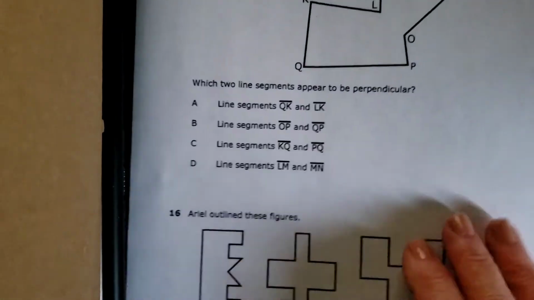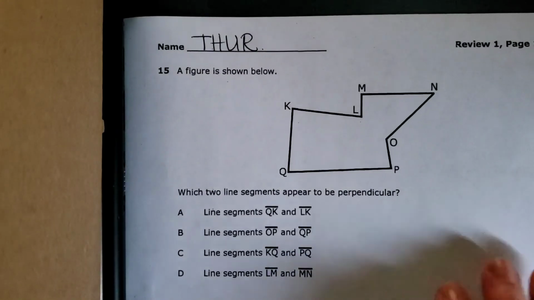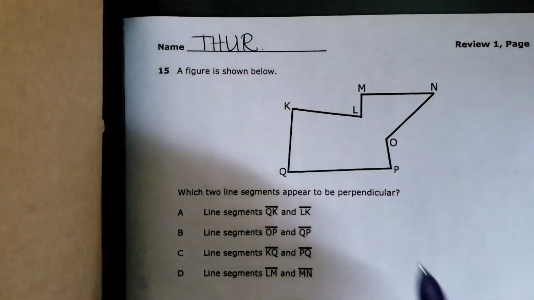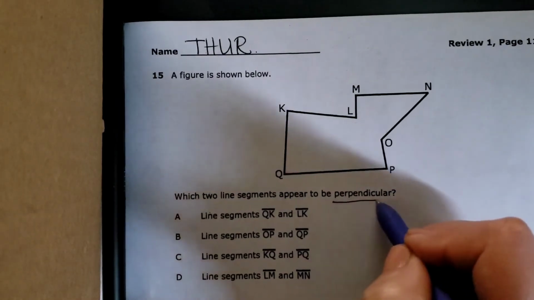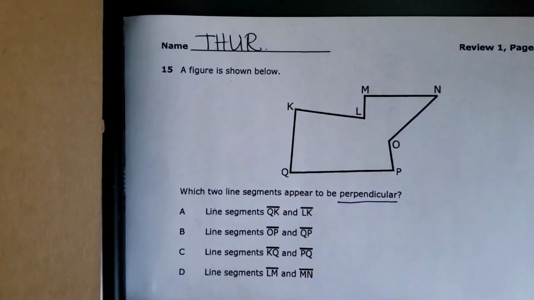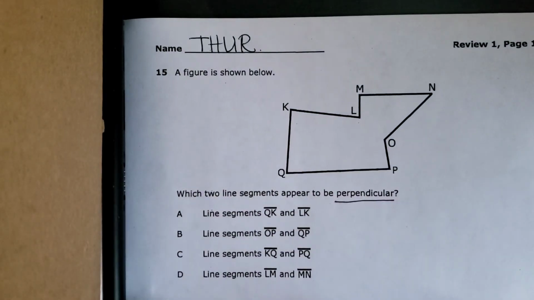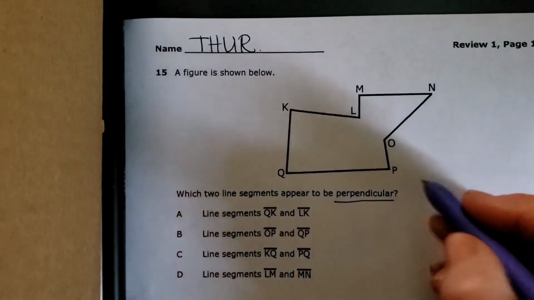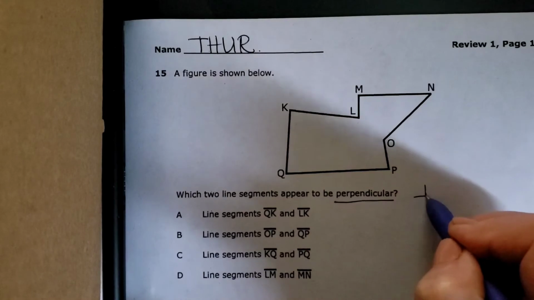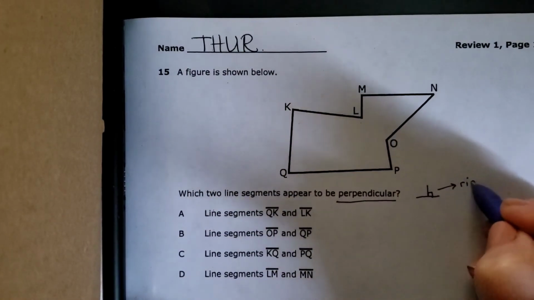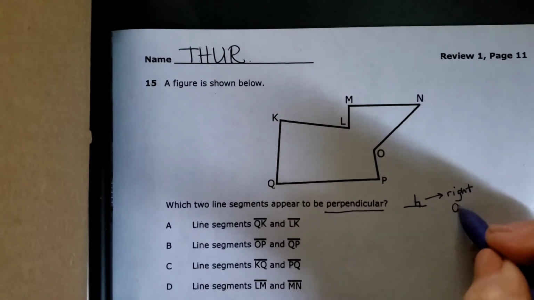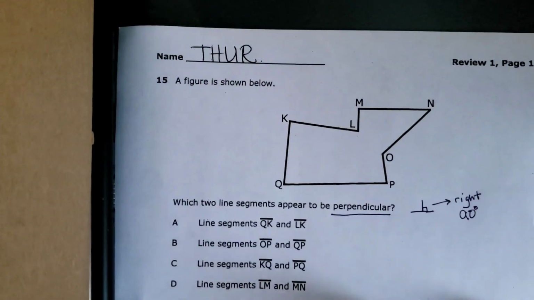Okay, and the last two that we have to do for Thursday: you're shown this figure below. Which of the line segments appear to be perpendicular? Do you remember from Tuesday's lesson? Perpendicular means you are creating a beautiful, straight, right angle, a 90-degree angle, whatever you want to call it.